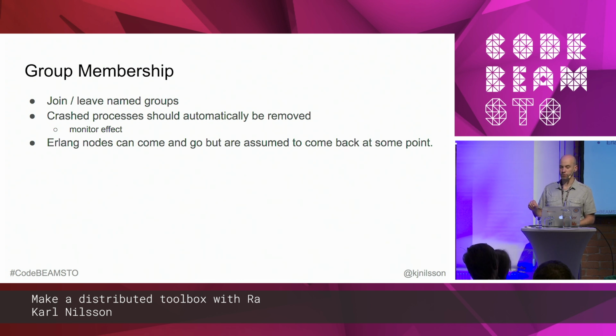Erlang nodes can come and go, but are assumed to come back at some point. So we have a fixed topology here. They can crash, they can restart, they can be disconnected, but the assumption is that we don't have to automatically detect when Erlang nodes might never come back, right? Although we could do that, but it's relatively unusual, I guess.